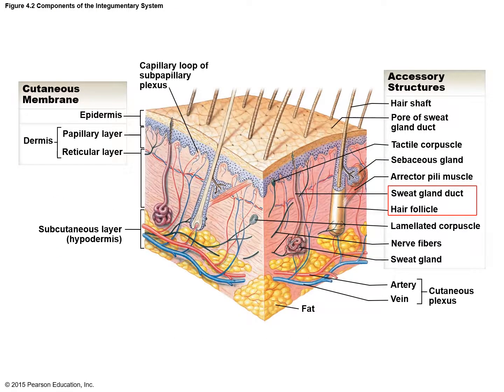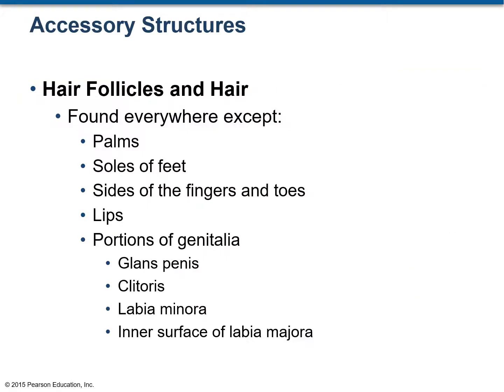This figure shows the location of the sweat gland and the hair follicle. Hair follicles and hair. Hair is found everywhere on the human body with some exceptions, such as the palms of your hands, the soles of your feet, on the sides of the fingers and toes, on the lips, and also in portions of the external genitalia in both males and females.